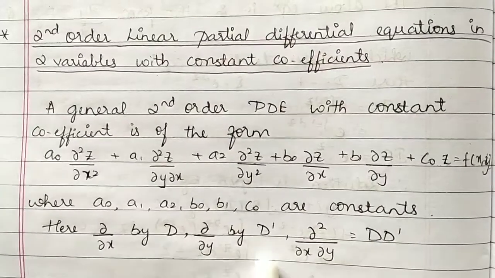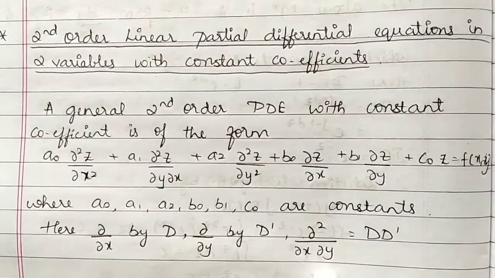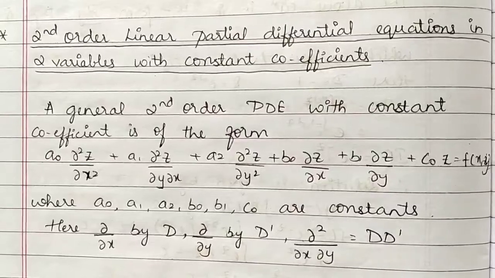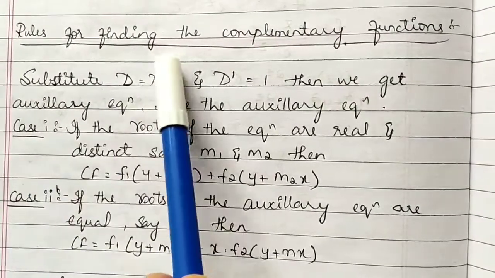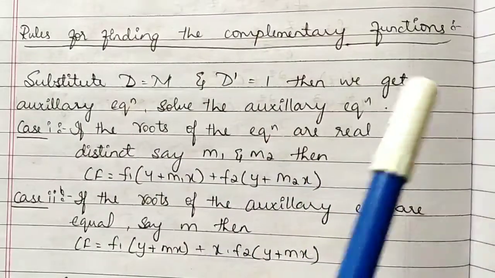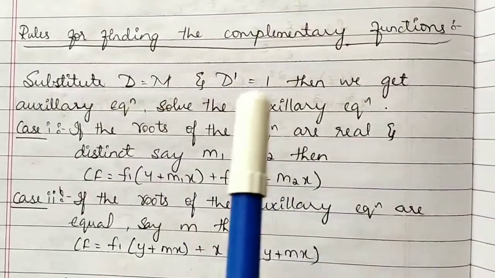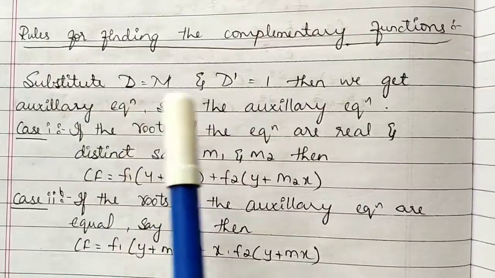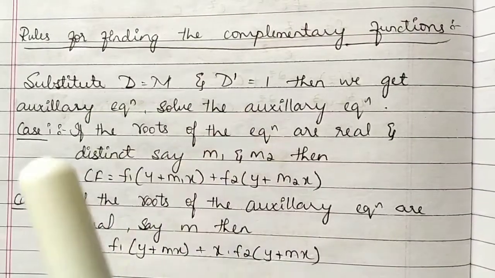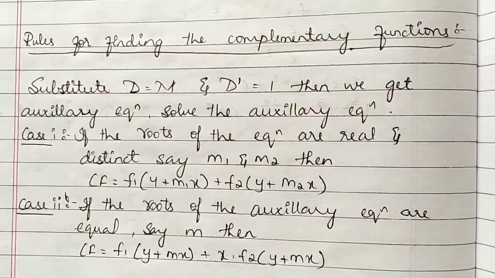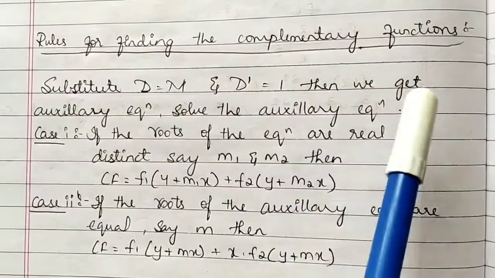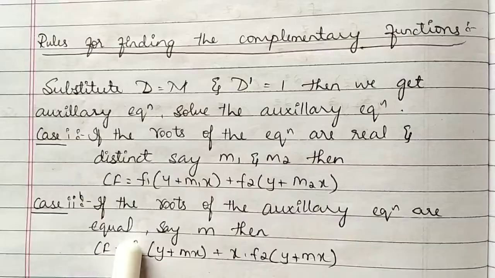is denoted by D dash, and ∂²/∂x∂y is denoted by D D dash. So I'll show you the rules for finding the complementary function. Generally, to find the solution of a second order linear equation, you need to find two things. One is a complementary function and another one is a particular integral. So to find the complementary function, these two cases you have to remember.